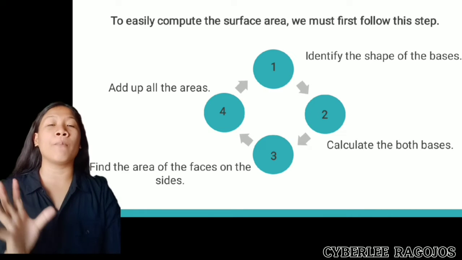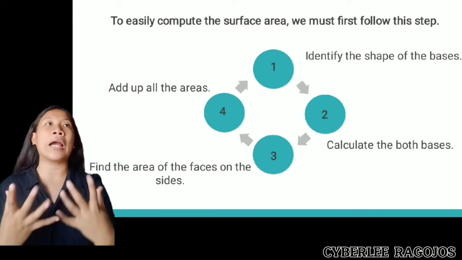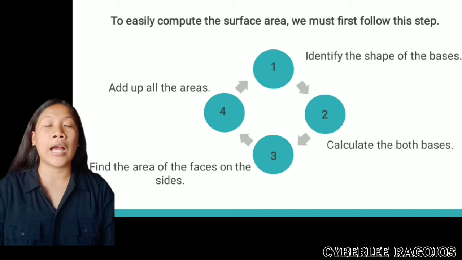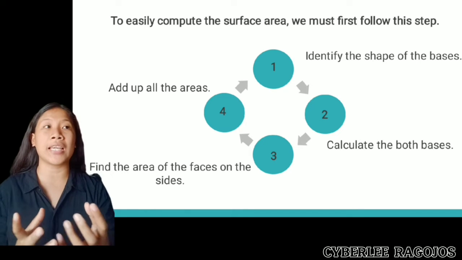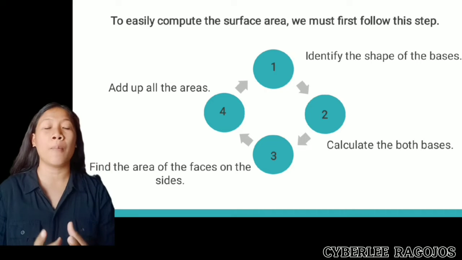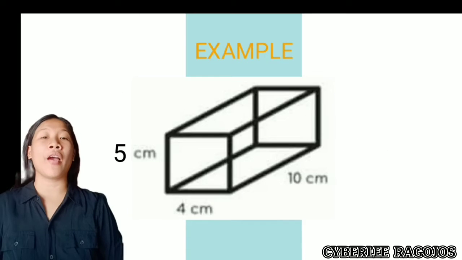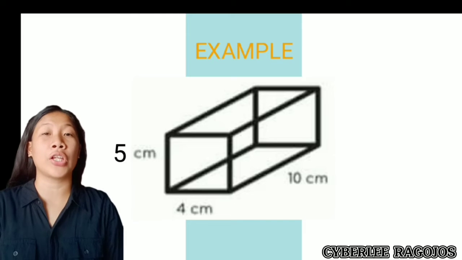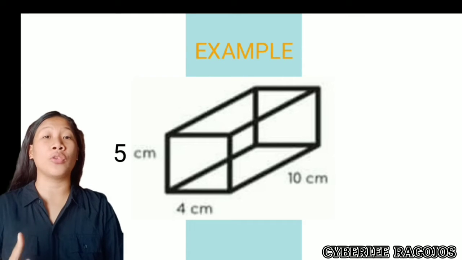So, meron tayong tips dito. The key is to find the area of all the individual faces and add them. Makaka-encounter tayo ng mga individual faces ng mga shapes na kung saan is kailangan nating i-add lahat para makuha natin yung total surface area. So, we have an example which is a rectangular prism kung makikita natin sa picture. And we must follow the steps.